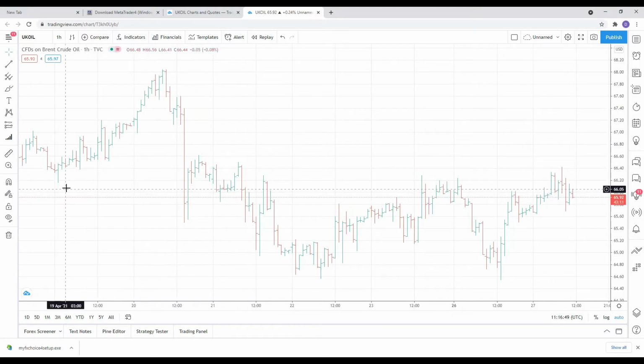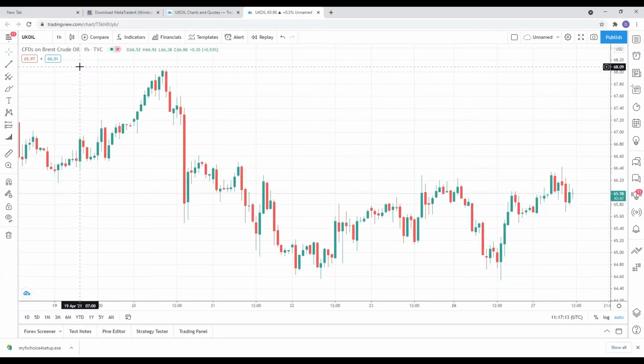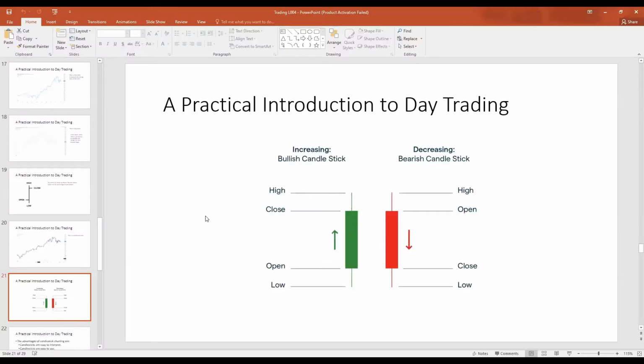When looking at bar charts, although you can see the price of the asset and how the price is changing over a period of time, it is not very attractive to look at. The types of charts traders view the most are candlestick charts. This is a candlestick chart. A candlestick chart is comprised of multiple candles.